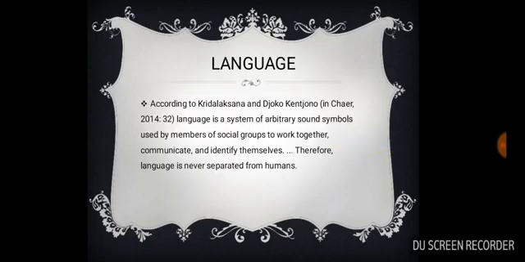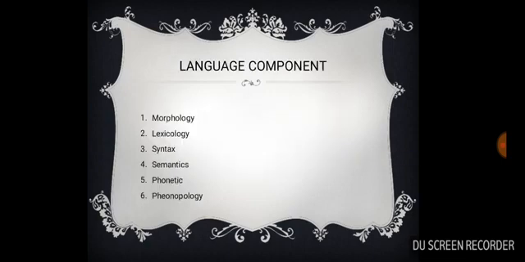First, I want to tell you about the definition of language. According to Krida Laksana and Joko Kencono, language is a system of arbitrary sound symbols used by members of social groups to work together, communicate, and identify themselves. Therefore, language is never separated from humans. Okay, there are 5 main topics that I will discuss.